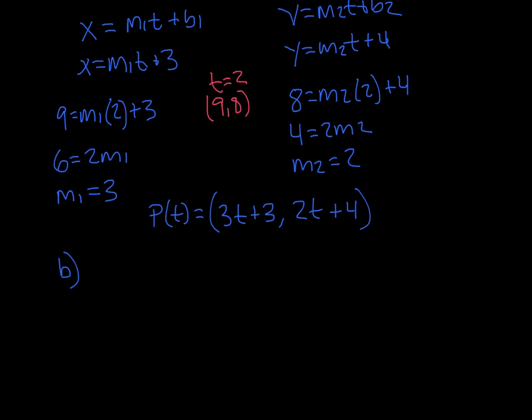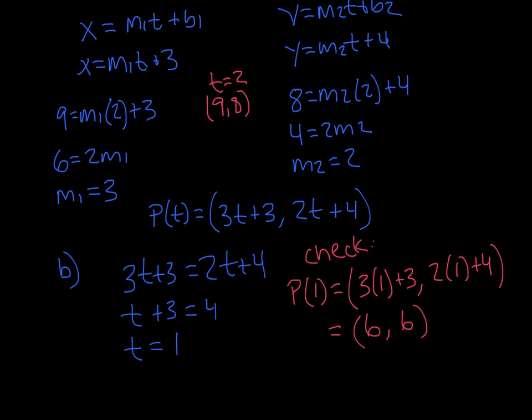For part B, where the object is equidistant from the coordinate axes, we need to look at what represents how far we are from each axis. And what that is going to look like is these values here, right? This is how far we are from the y-axis. This is how far we are from the x-axis. So if we set those equal to each other, we should be able to find the time where they are equidistant from both axes. So what I've done is set them equal to each other and found that t is 1.